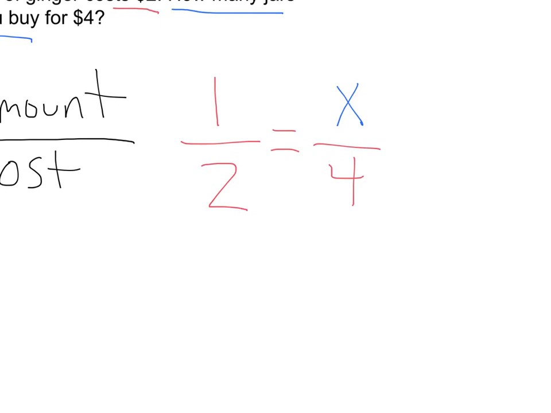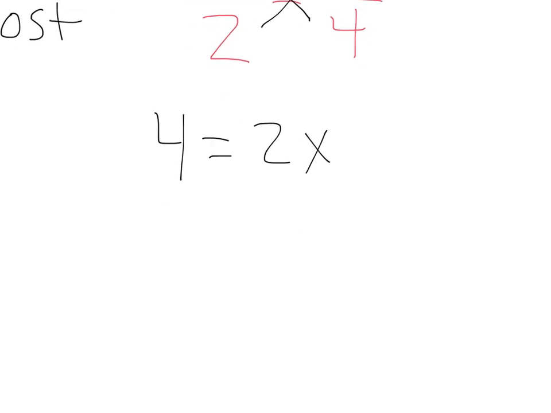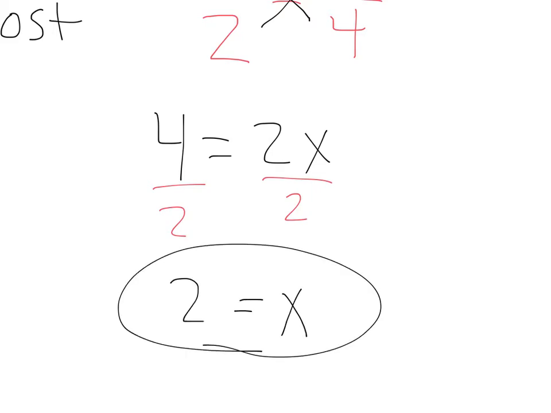Now we can go ahead and cross multiply. That's going to be 4 equals 2x. We could divide each side by 2. That's going to give us an answer of x equals 2 jars, which is what we predicted. So perfect. We could see that our proportion worked.